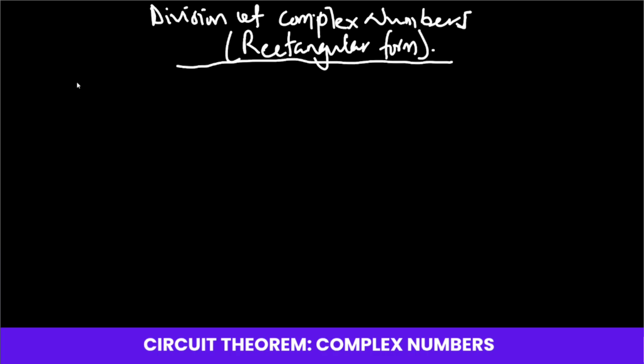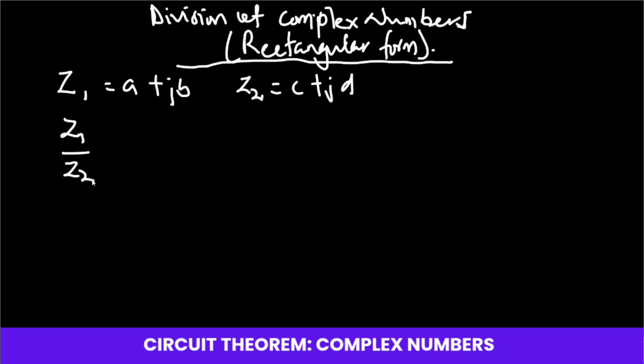Okay, so we want to talk about division of complex numbers in the rectangular form. Given a complex number a plus jb and another complex number c plus jd, we would like to find the quotient, that's z1 divided by z2. So that means a plus jb all over c plus jd.